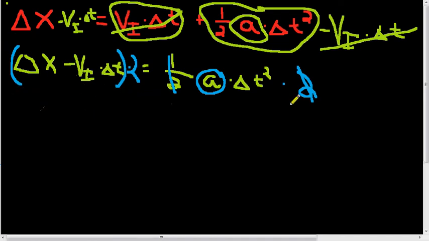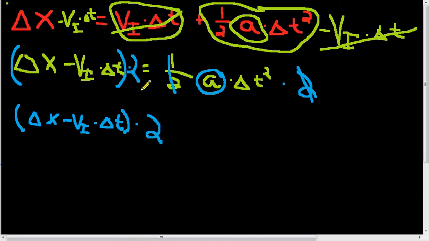Alright, so now we have the 1/2 times the 2. They've gone away. On the left, we have the delta x minus VI times the delta t, and all of that is being multiplied by 2, equals a delta t squared. Alright, cool.